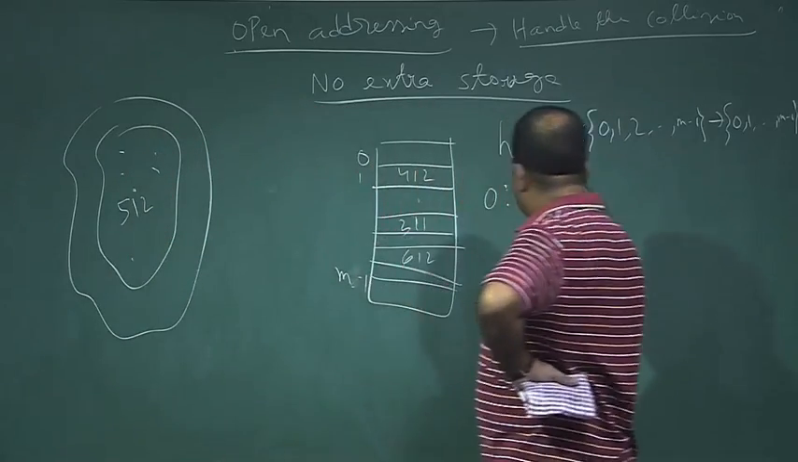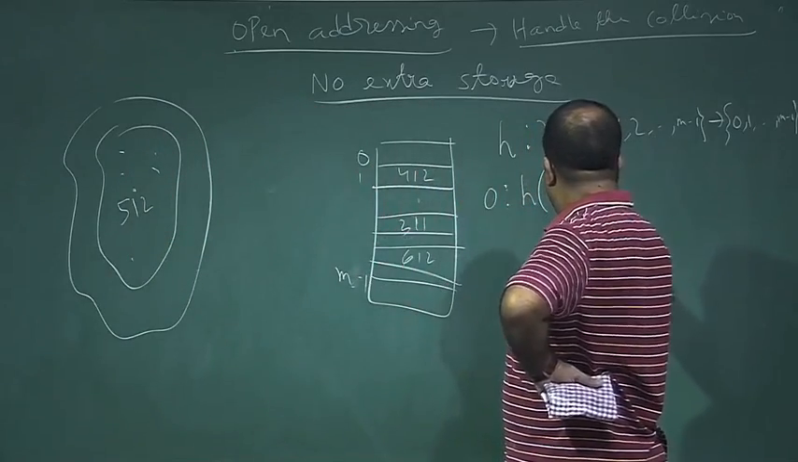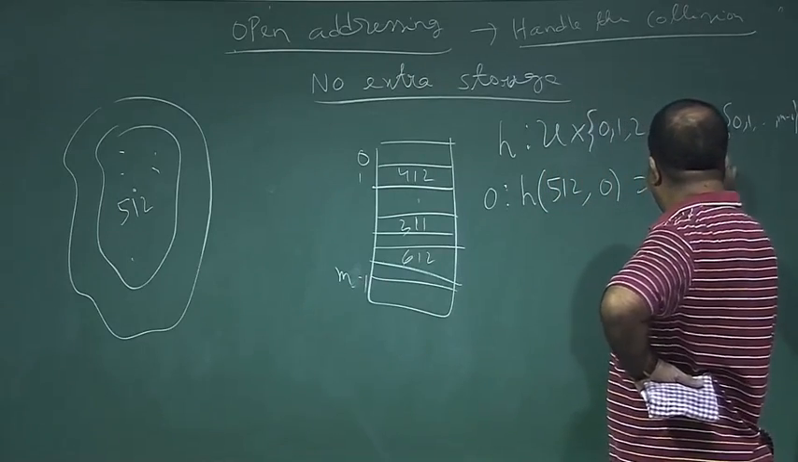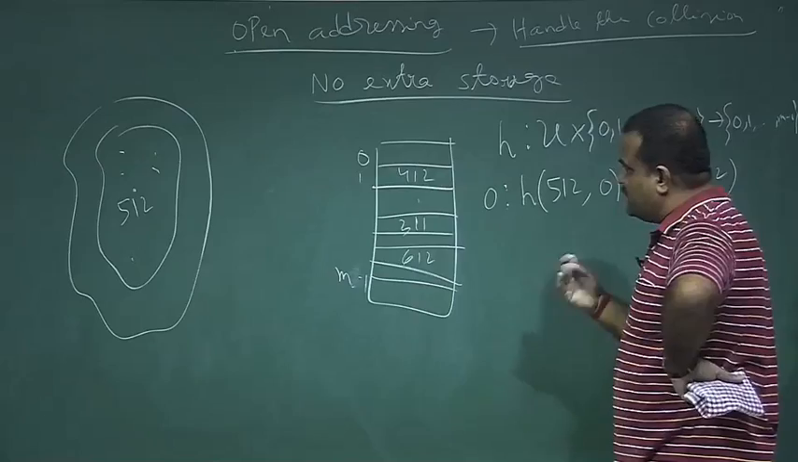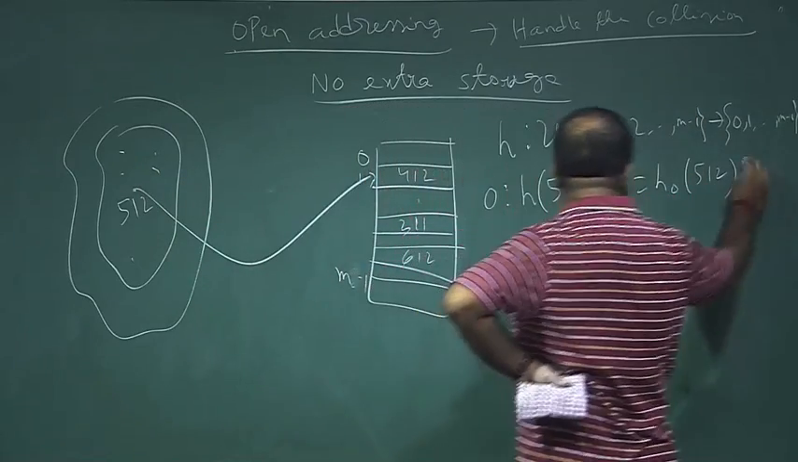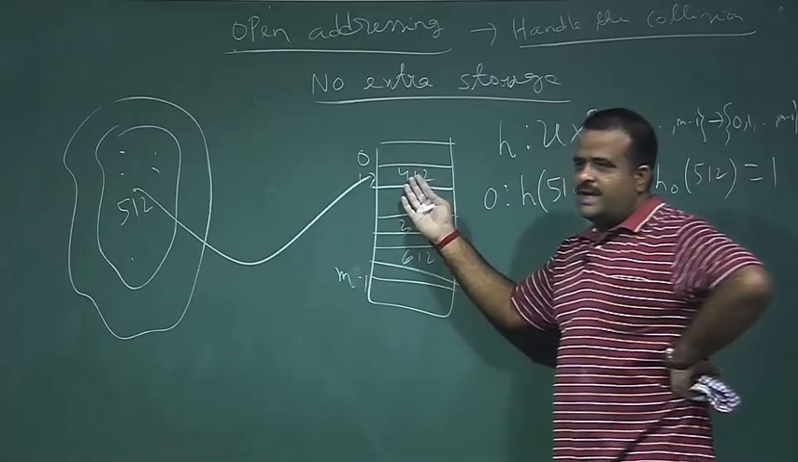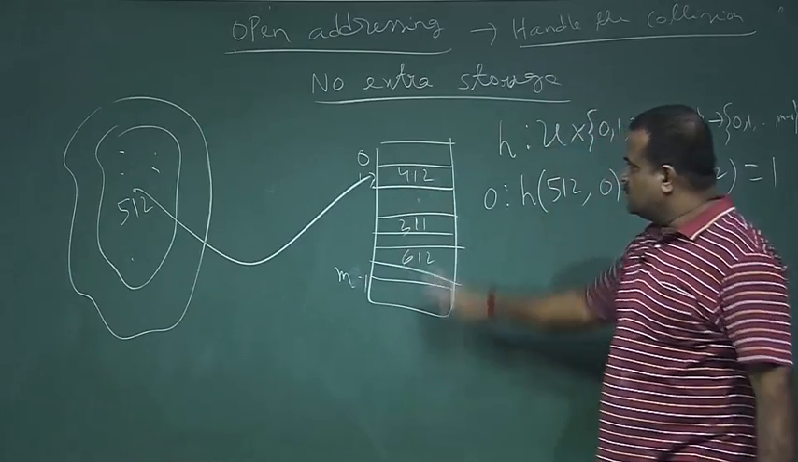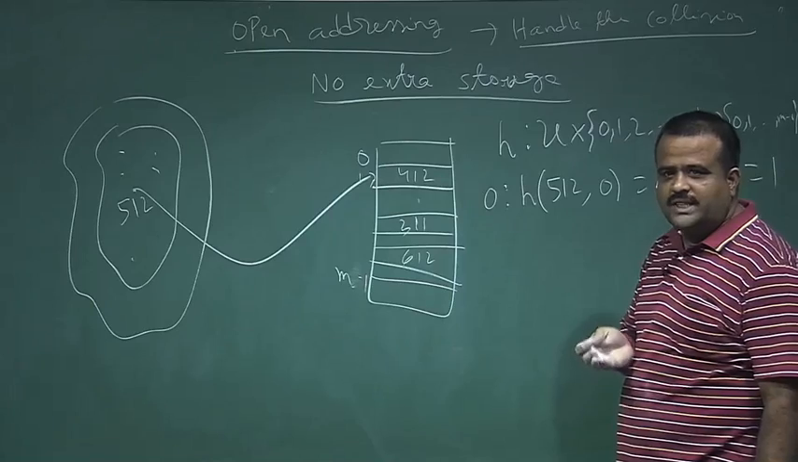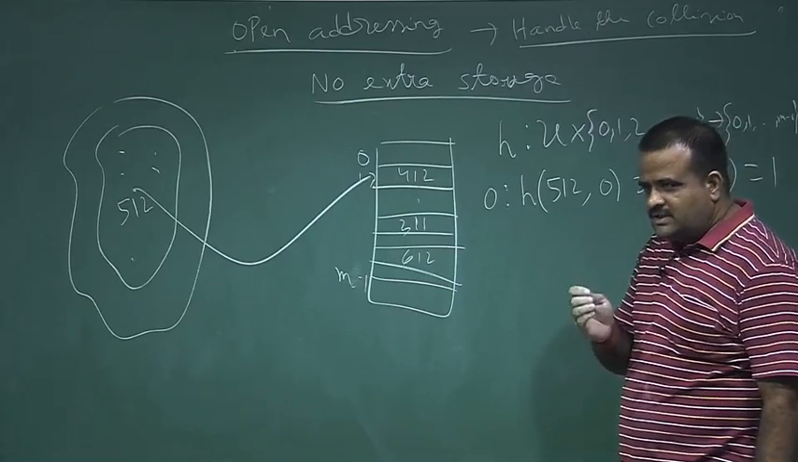Now we try for the first probe, which is basically h0 of 512. We have many hash functions. Suppose it is hitting here, so h0 of 512 means 1. This is not empty, so we cannot put it there. It is occupied. Then we have to go for the next try, the next hash function. That is the next probe.